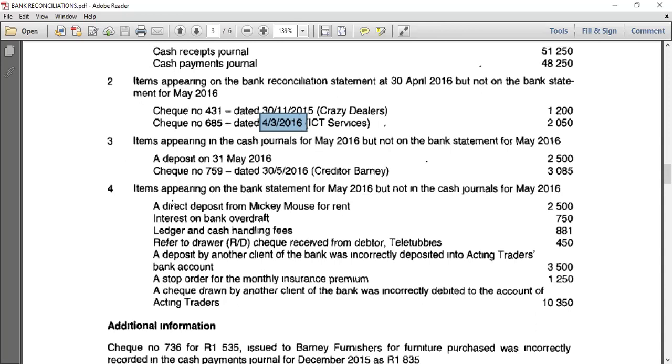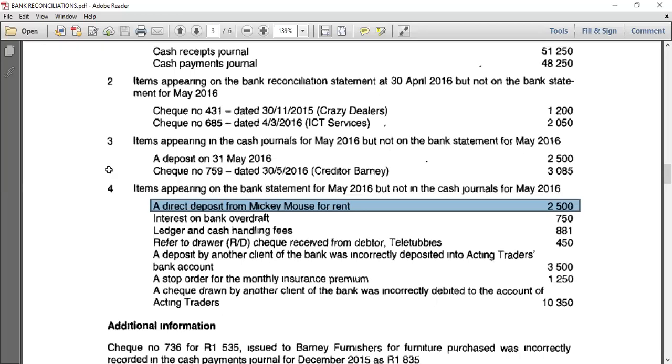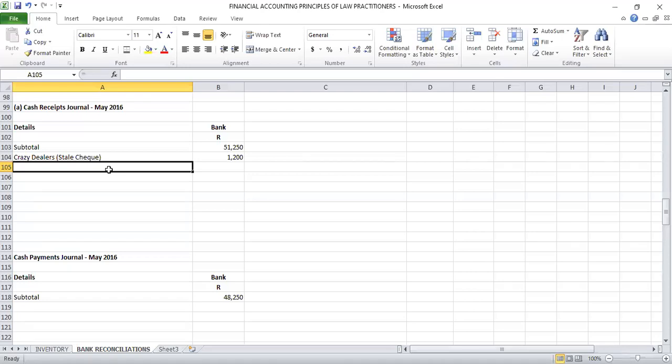A direct deposit from Mickey Mouse for rent. If it's money coming in, it will go to the cash receipts journal. If it's a payment, it will go to the cash payments journal. So it's a direct deposit, which means money is coming in, so it will go to the cash receipts journal. That would be Mickey Mouse, rent income, direct deposit.